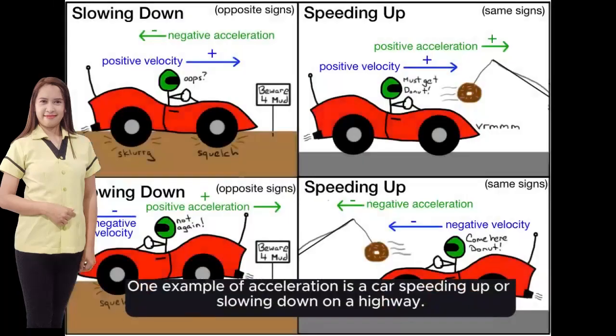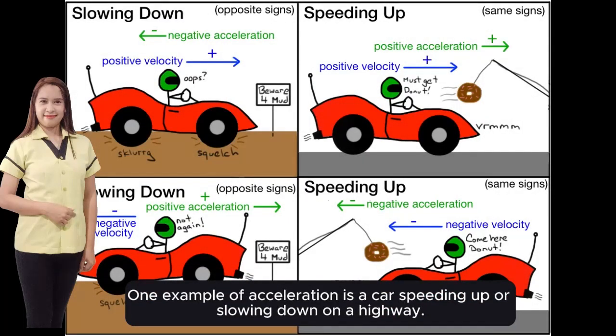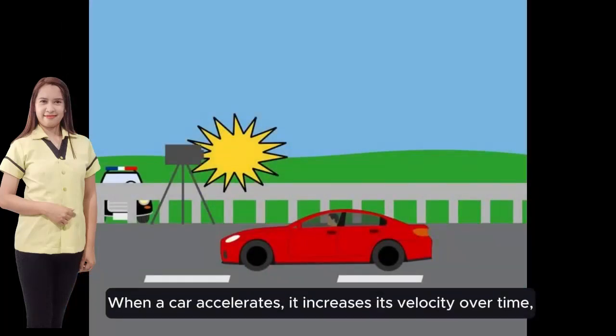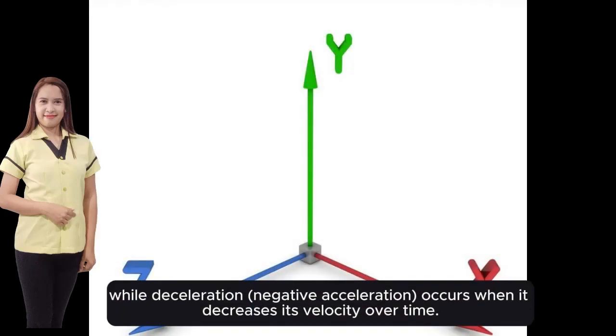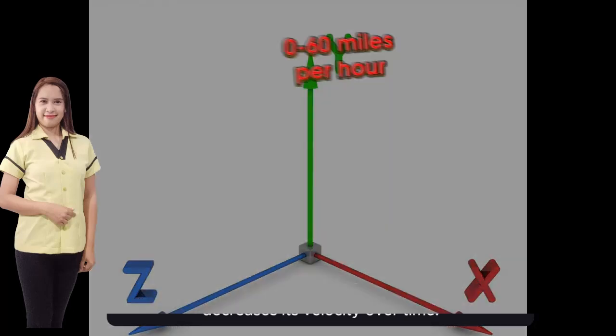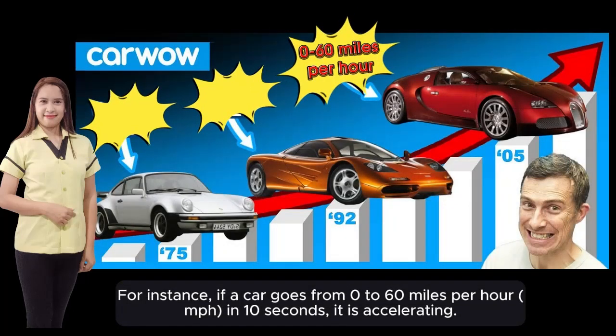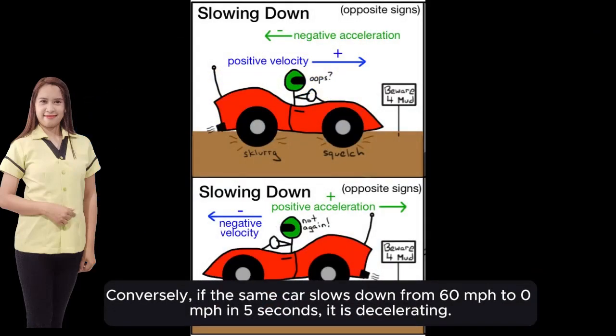One example of acceleration is a car speeding up or slowing down on a highway. When a car accelerates, it increases its velocity over time, while deceleration occurs when it decreases its velocity over time. For instance, if a car goes from 0 to 60 miles per hour in 10 seconds, it is accelerating. Conversely, if the same car slows down from 60 mph to 0 in 5 seconds, it is decelerating.